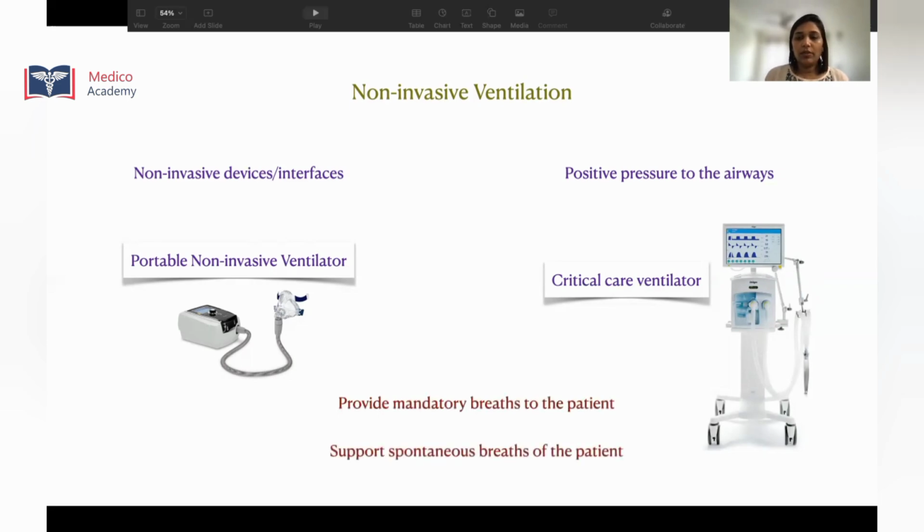But whatever the machine that you use, basically in non-invasive ventilation, you'll be providing controlled or mandatory breaths to the patient, or you'll be supporting whatever spontaneous breaths are already there by the patient. And in some modes, you'll be providing both. You'll be providing controlled breaths as well as supporting the spontaneous breaths of the patient.